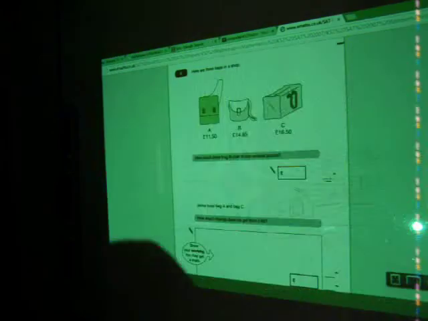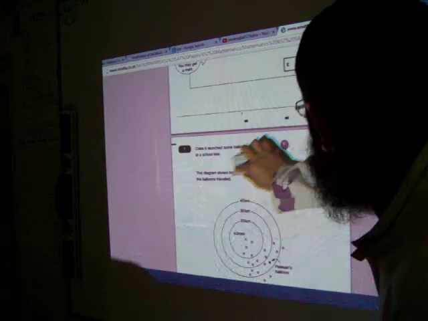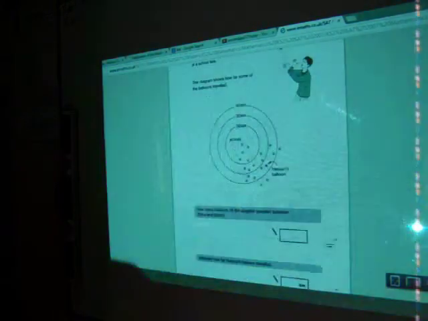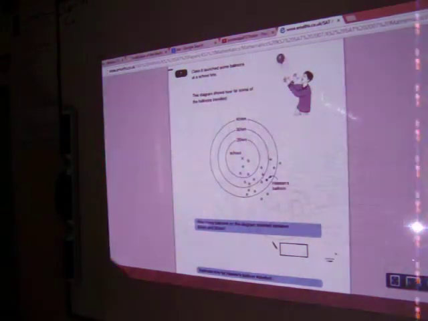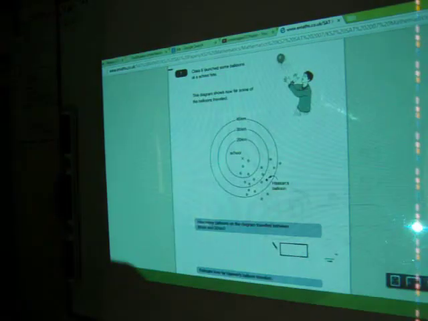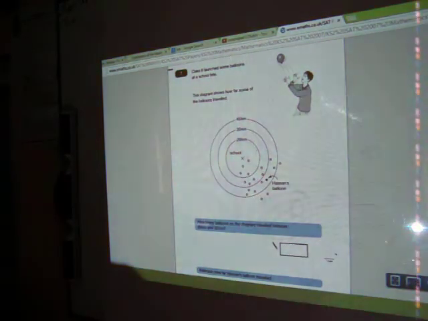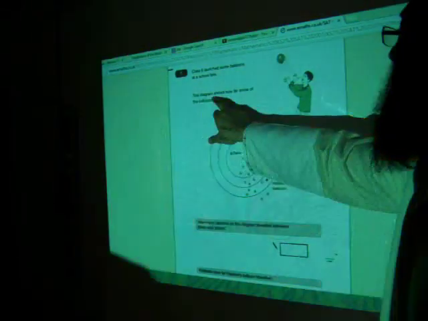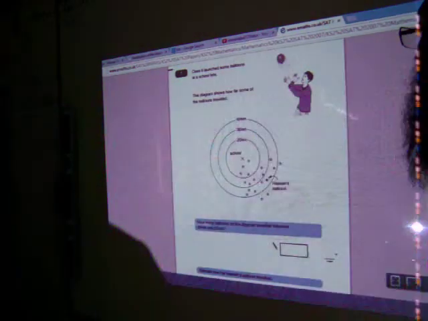Right, let's move on to the next question, please. Okay, right. Class 6 launched some balloons at a school. It's written feet. This diagram shows how far some of the balloons travelled.